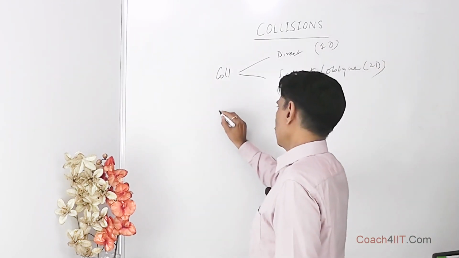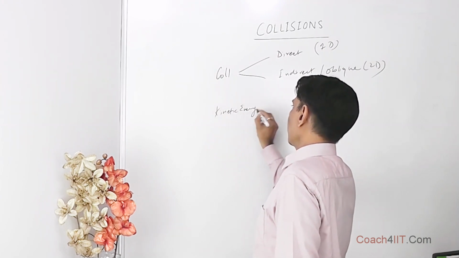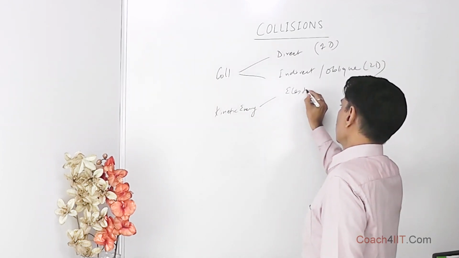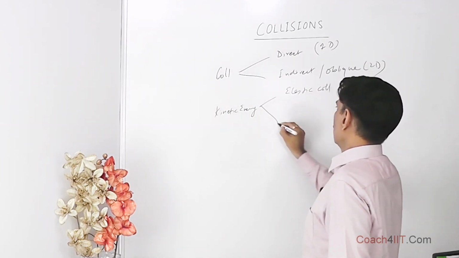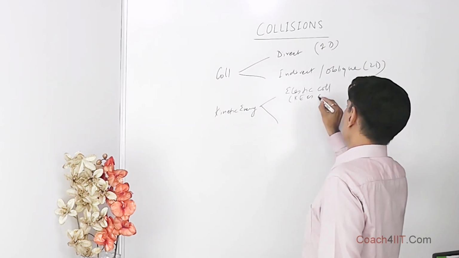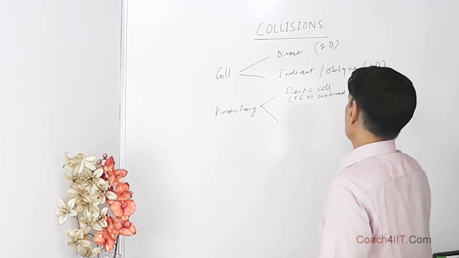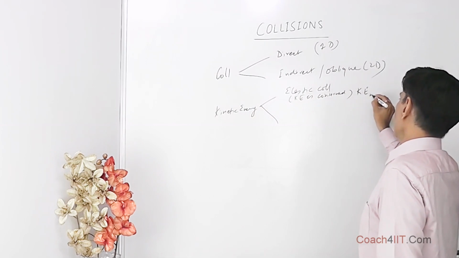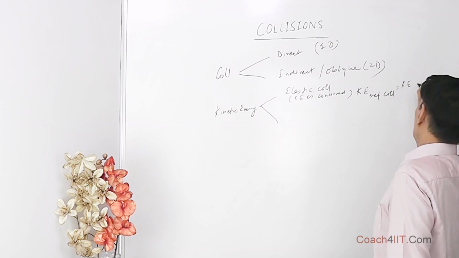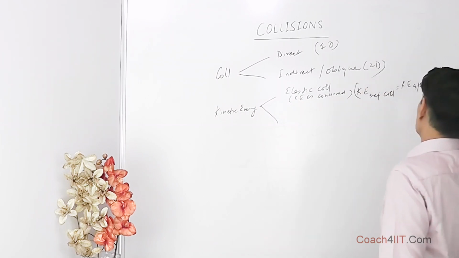And then on the basis of kinetic energy, if it is conserved, we say elastic collisions. Kinetic energy, we say it is conserved, that is, kinetic energy before collision is equal to kinetic energy after collision, not of the individual particles but of the system.